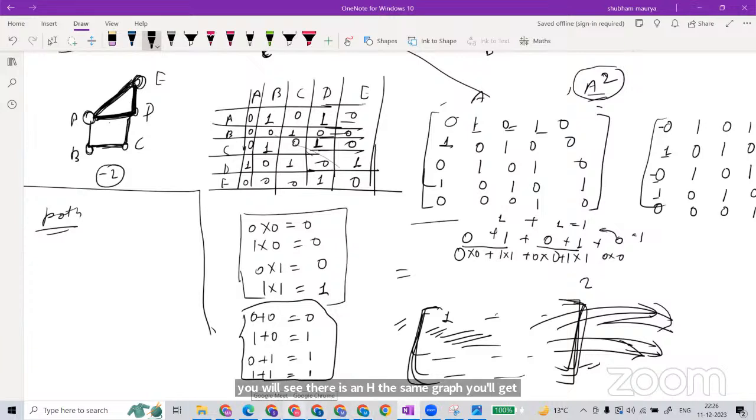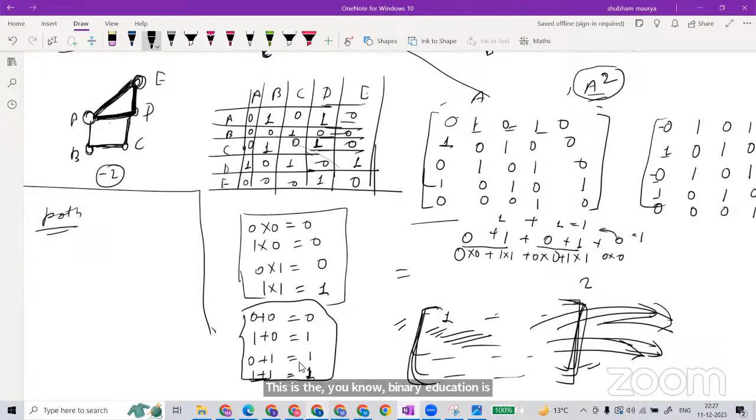If we get 2, then we write it as 1. Like if we multiply these two matrices, first row by first column, then we get 2. But 1 plus 1 is not 2, 1 plus 1 is 1 only. This is binary addition.